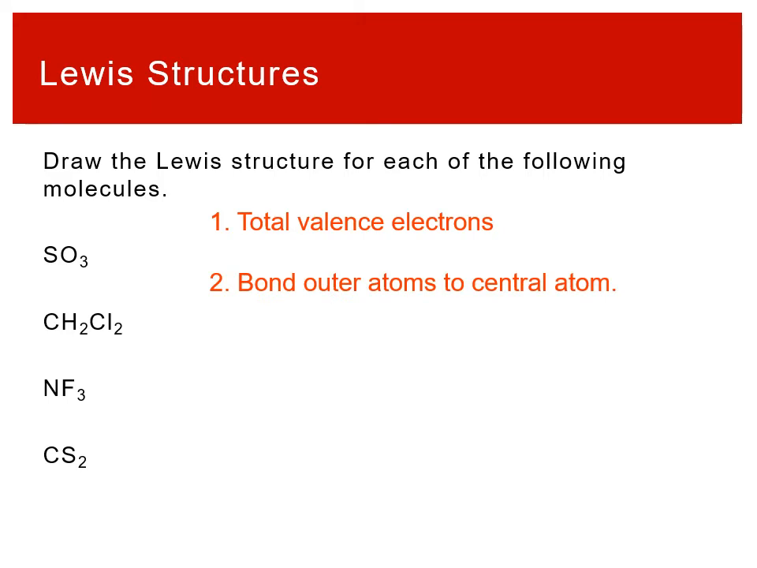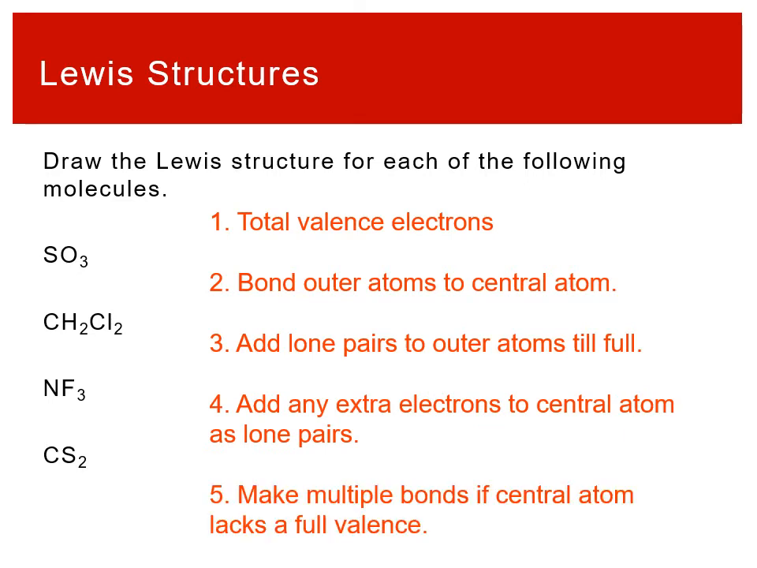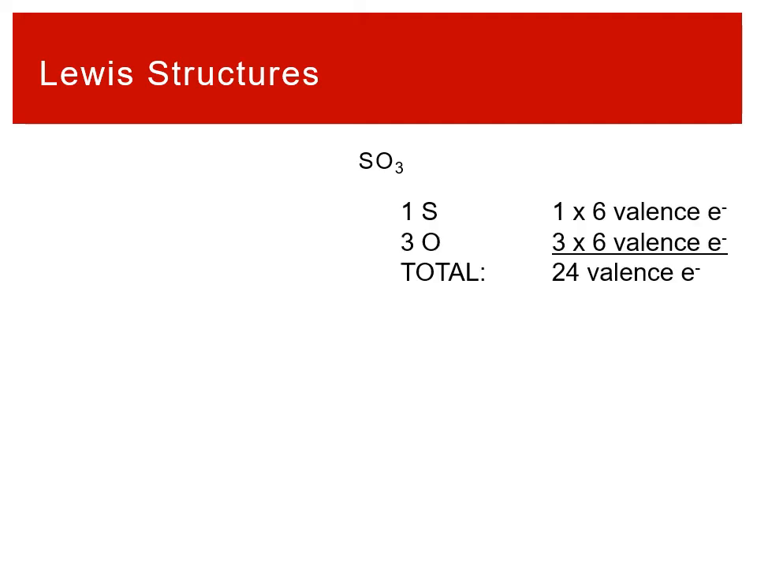Bond those outer atoms to your central atom, add lone pairs to the outer atoms till they're full, and add any extra electrons to the central atom as lone pairs. If you can't do that, make multiple bonds if the central atom lacks a full valence. If you don't have any more electrons to put on the central atom as lone pairs, make some double bonds. All right, so SO3, sulfur trioxide. We'll start with this.